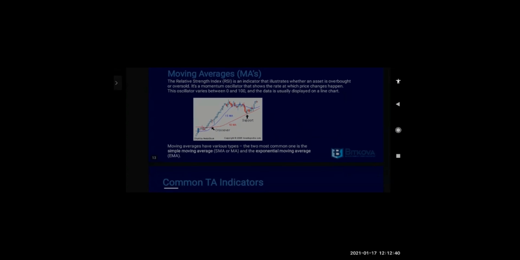So we have different types of moving averages. We have the simple moving average, and then we have the exponential moving average. They are almost the same, but the way of picking data or information from the chart is what differentiates them. Some people prefer the exponential moving average, and some people prefer the simple moving average.